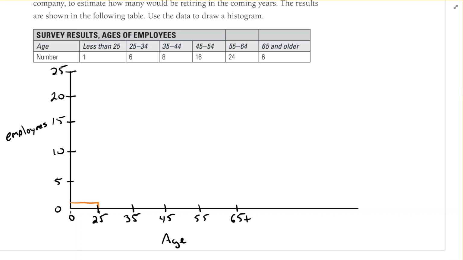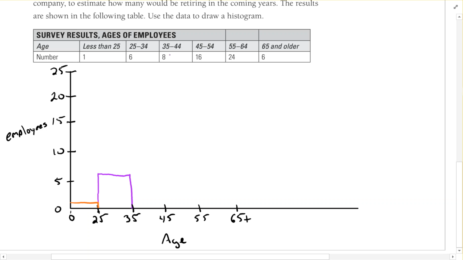Okay. Then the next one is going to be between 25 and 34. So I made my scale on the bottom go from 25 to 35, right? So everything between that is like 25 to 34. So it's like everything below there. And it looks like there's going to be 6 people in that category. So I'm going to go up to about 6 and then down.